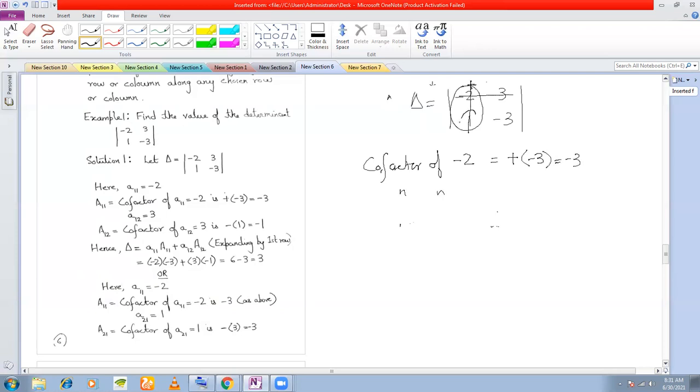Next we want to calculate the cofactor of this element, 1. What is the sign here? There is a minus sign here, so we give a minus sign. And we hide this row and this column to get this. So we are getting minus 3 in both cases, right?